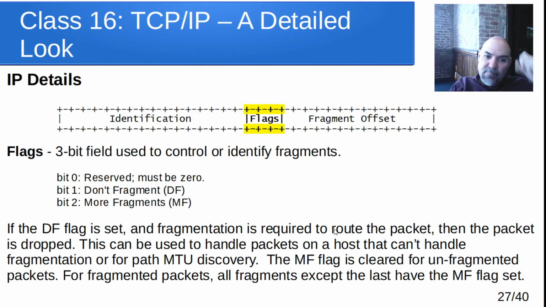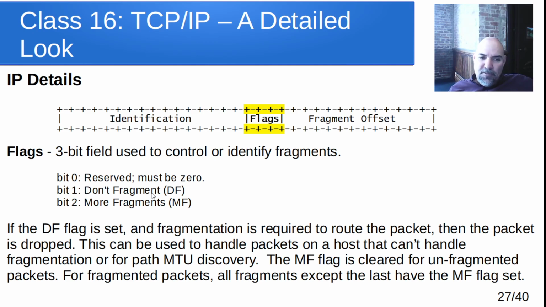All right, the flags. There's a 3-bit field that's used to control or identify those fragments. Bit 0 is reserved, has to be a 0. Bit 1 is a don't fragment, meaning don't allow this to get fragmented into smaller datagrams. And bit 2 is more fragments. Notice the way those work is if the DF flag is set and fragmentation is required to route the packet, the packet is dropped. In other words, it says never allow this packet to get fragmented. If the subsystem says, well, it's too big for me to send, I need to fragment it, then it just gets dropped. That packet gets thrown away.